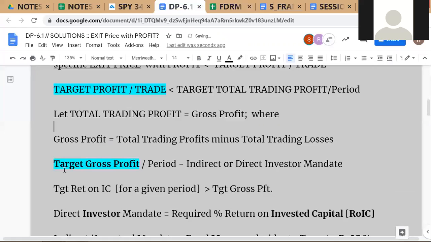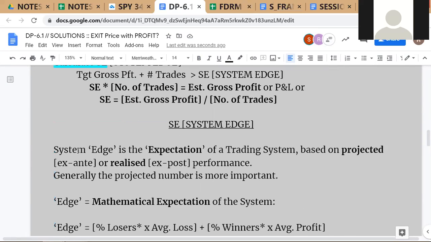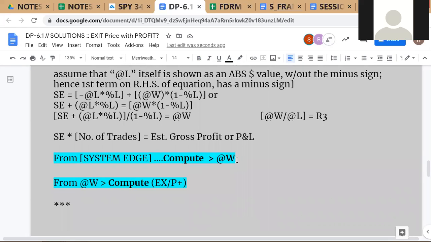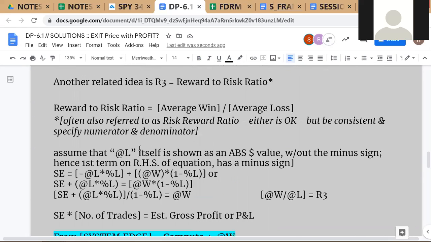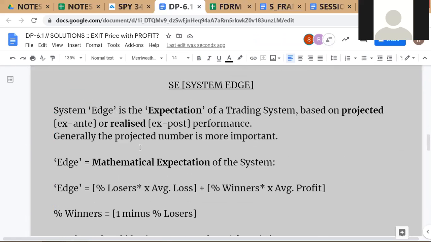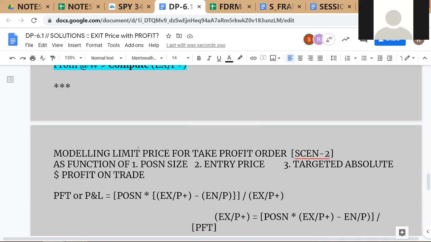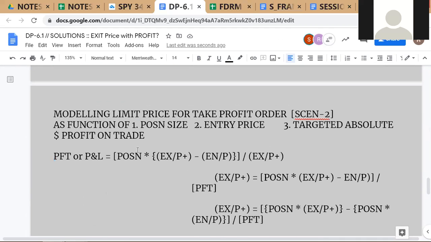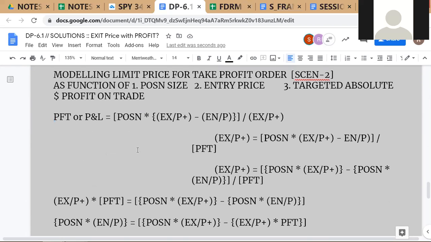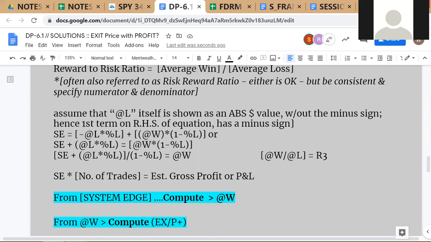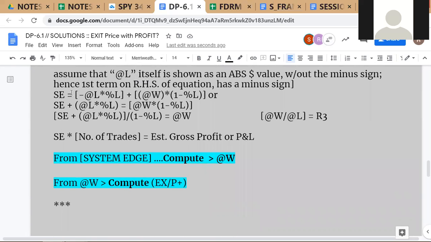Now, the next thing we have to do, after calculating the system edge, is to calculate average win. So now let's look at the formula for system edge. We can easily do this. Okay, so we can do this one calculation here. I'll clean up the sheet a little bit more, but you can clearly understand that if this is the equation for system edge, we can easily compute average win from here.